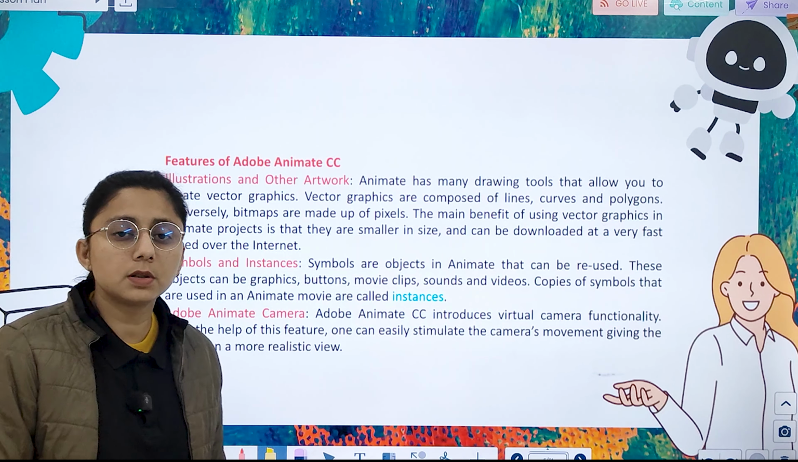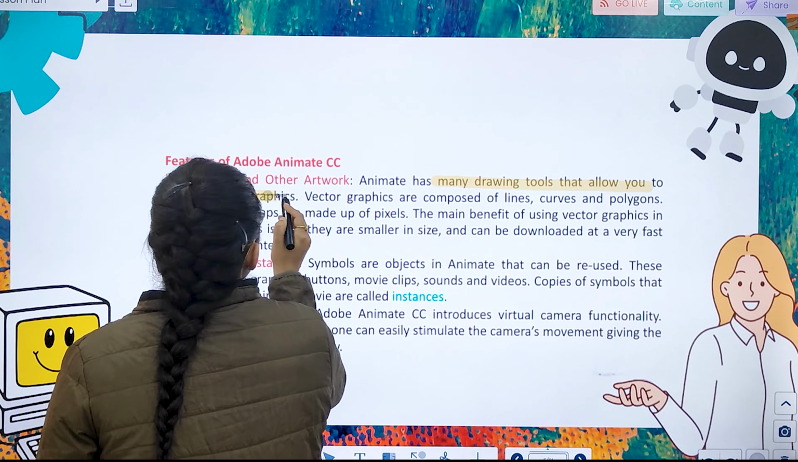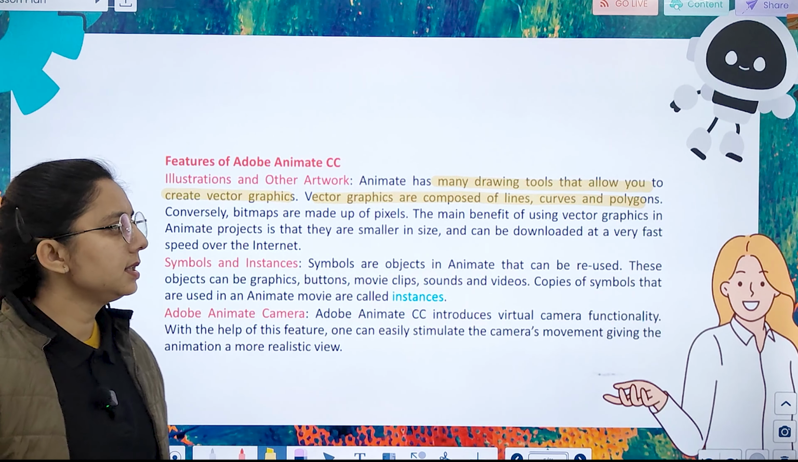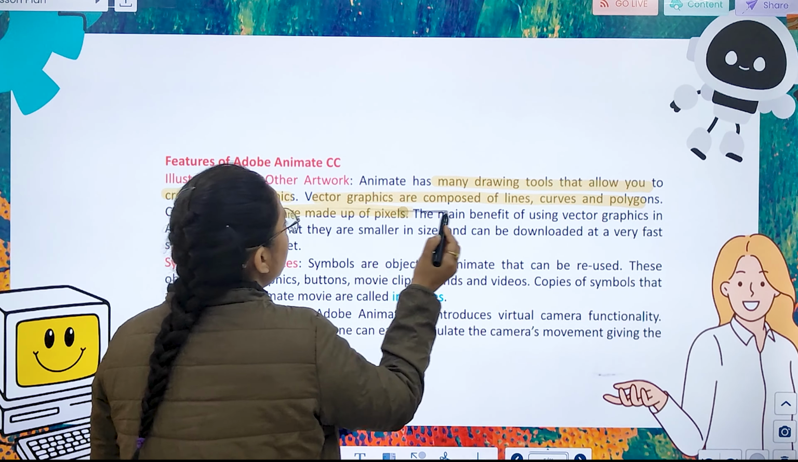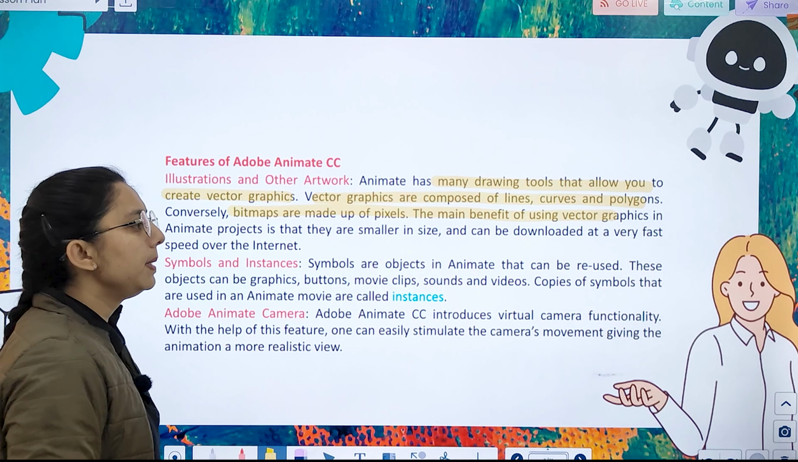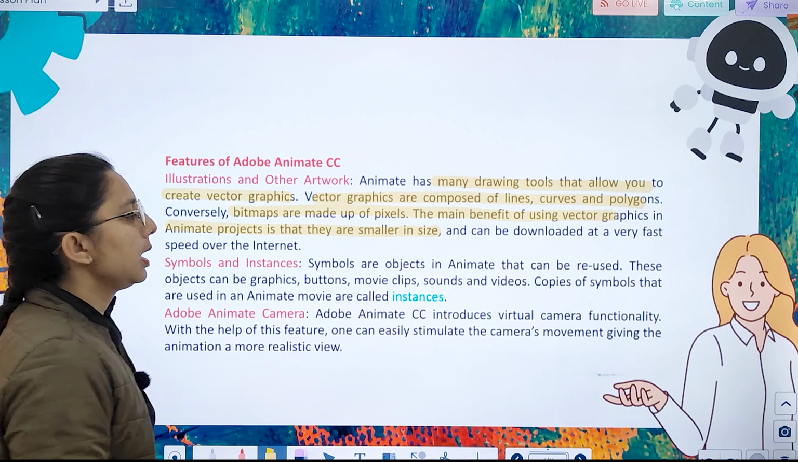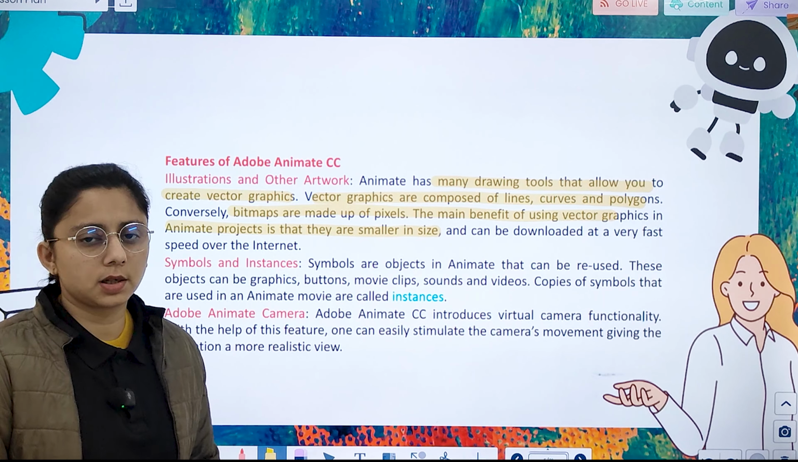So let's study about the features. What are its different features? First is illustration and other artwork. Animate has many drawing tools that allow you to create vector graphics. Vector graphics are composed of lines, curves and polygons, whereas bitmaps are made up of pixels. The main benefit of vector graphics in an Animate project is that they are smaller in size, so you can download them faster.